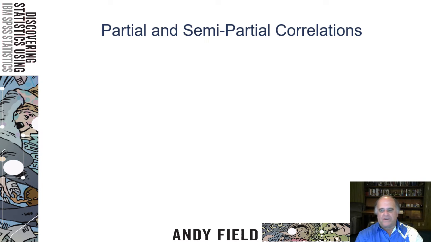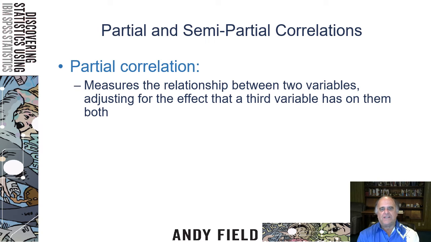Okay, I mentioned before there's also something called partial and semi-partial correlations. Those, of course, involve a third variable. Actually, the calculation of partial and semi-partial correlations is important in regression. A partial correlation is just the relationship between two variables adjusting for the effect that a third variable has on them both. So if we have two variables, x and y, and a third variable, z, we adjust for the effect of z on both x and y.